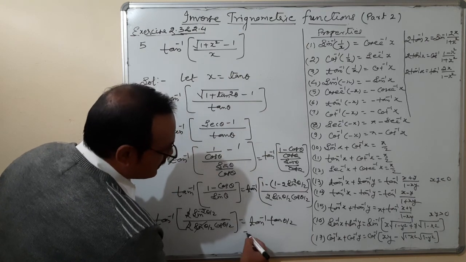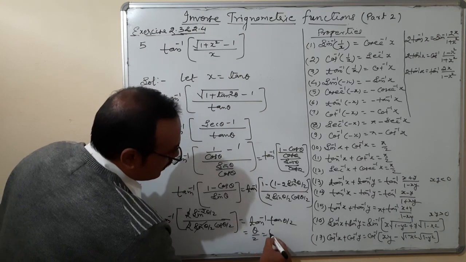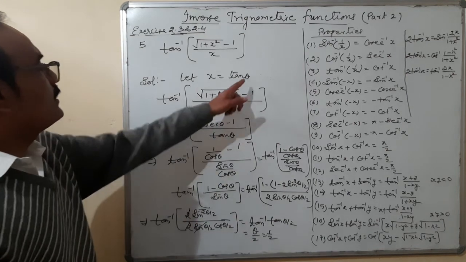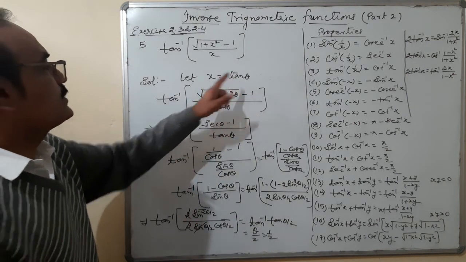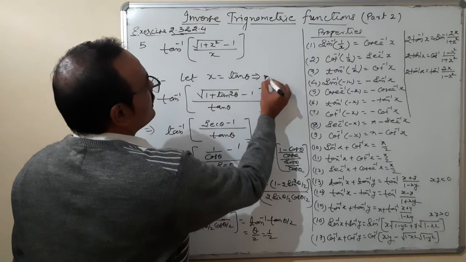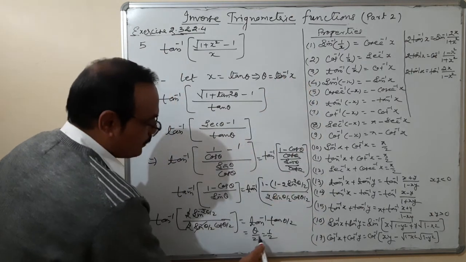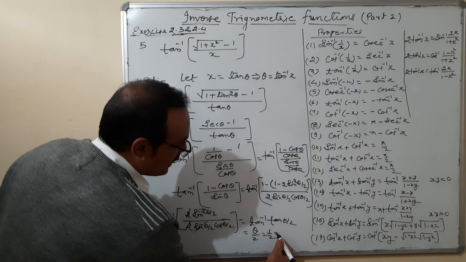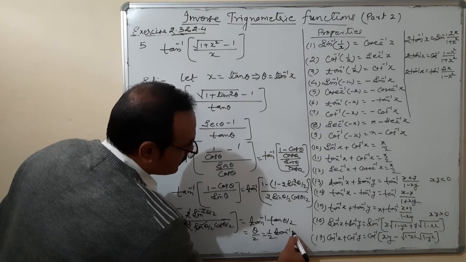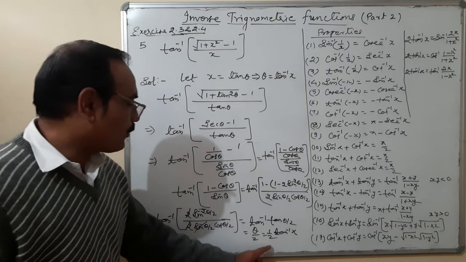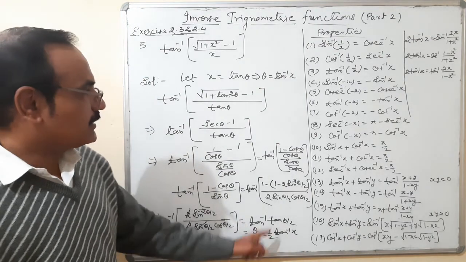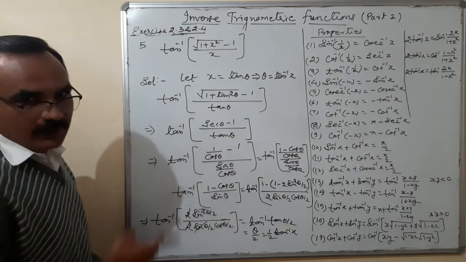Tan inverse tan cancel, theta by 2. 1 upon 2, what is the value of theta? Theta, I have taken x is equal to tan theta. This means theta is equal to tan inverse x. So in place of theta, I can write tan inverse x. Final result is 1 upon 2 tan inverse x. This is the simplest form. Okay, note it down.